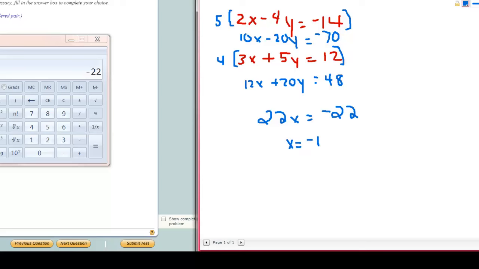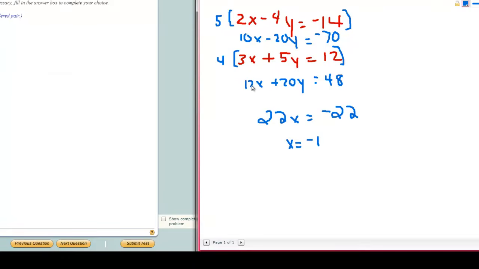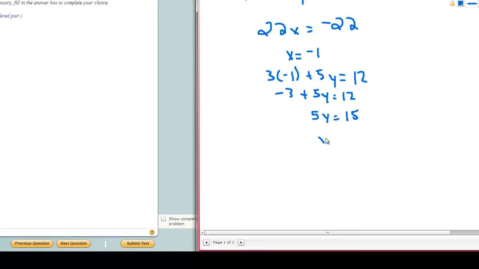Alright, so we get the x value. Now we have to plug that back in to get the y value. So plug negative 1 in. Doesn't matter which one. I'll use the second one this time. So that's going to end up being negative 3. Alright, we're going to add that 3 to both sides, and we get 5y equals 15. And then we're going to simply divide by 5, and so we end up with y equals 3.